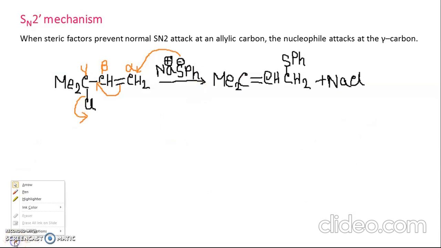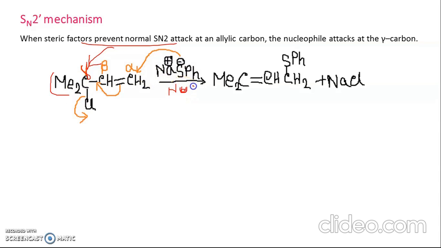Now when will it happen? Again we have taken an allylic halide. It happens when steric factors prevent normal SN2 attack at an allylic carbon. Now how is the steric factor preventing normal SN2 attack here? You can see the Cl, that is the leaving group, is attached to the gamma carbon, and there are two methyl groups attached. So for the nucleophile to reach this gamma carbon is not very easy because of the steric hindrance.